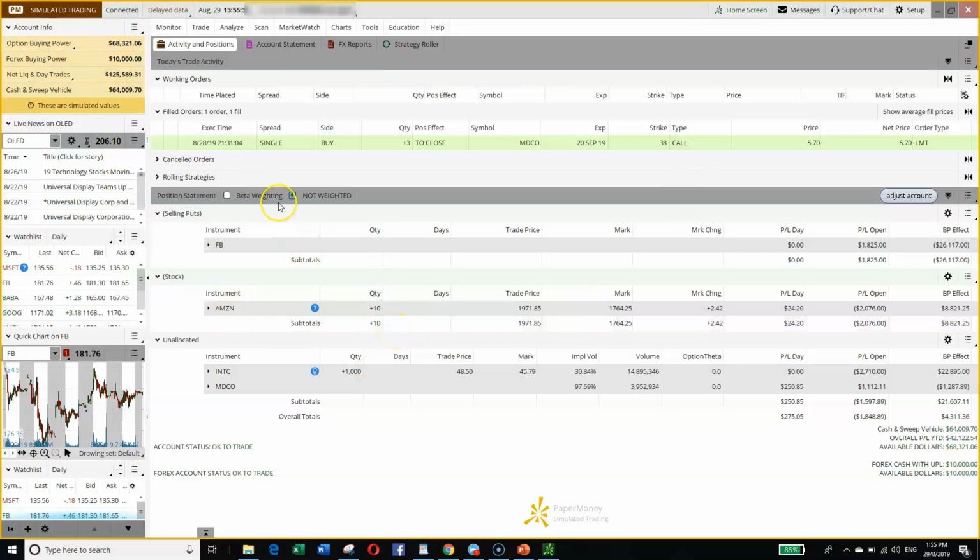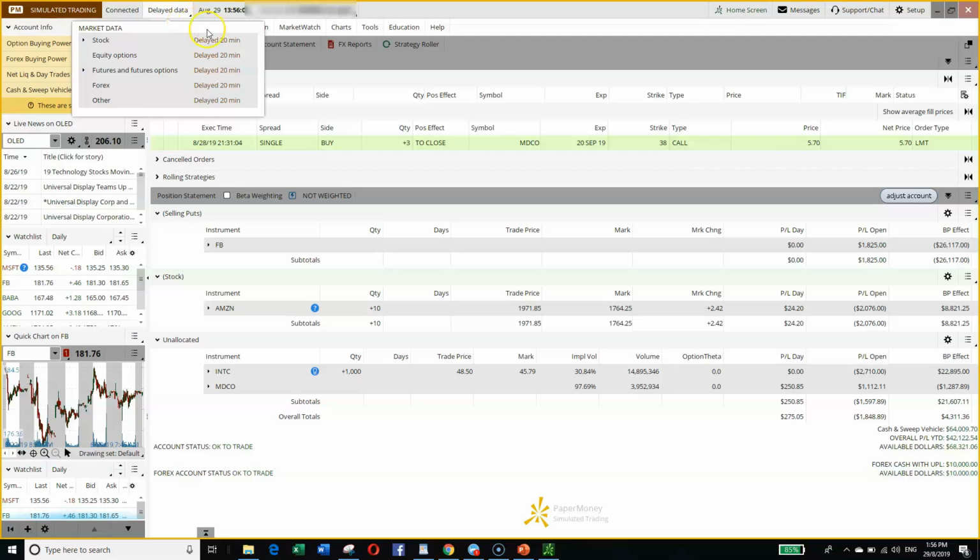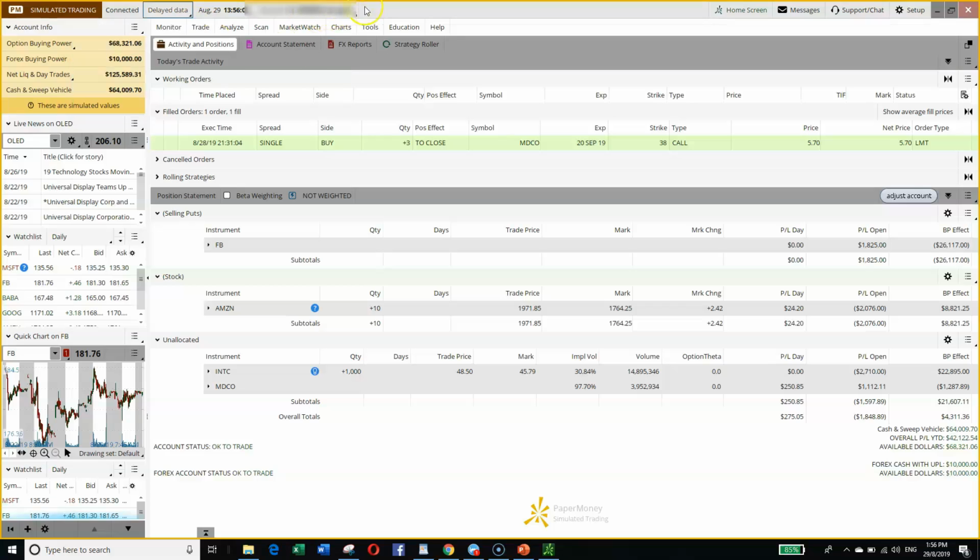To get started, at the top it shows you this is simulated trading. That means it's a paper money account. It's connected and it's delayed data. So data on this paper account is delayed by 15 to 20 minutes, sometimes even more, and you don't have real time data. On a real account, this is real time, so it's streamed from the server directly. That's your date and time, and then this is your account.